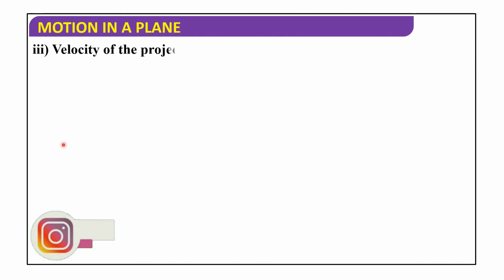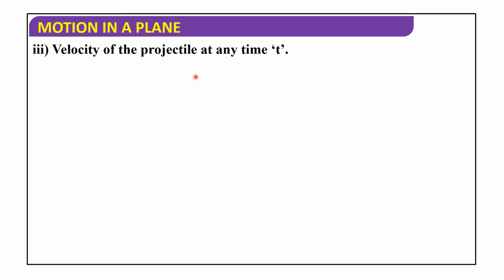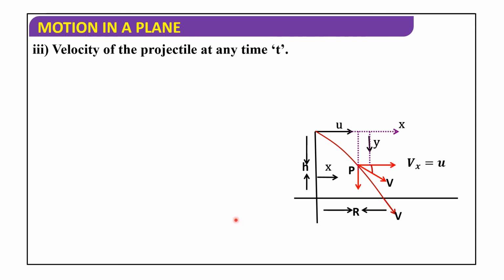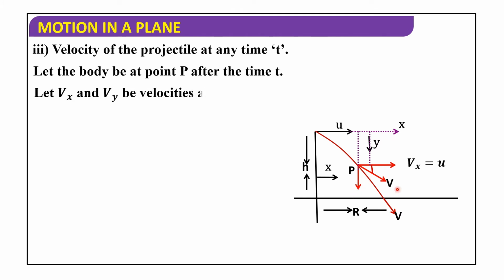Now velocity of the projectile at any time t. Here we are calculating the velocity of the projectile at any time t. Let the body be at point P after time t. Let Vx and Vy be the velocities along x and y directions. This is Vx and this is Vy.